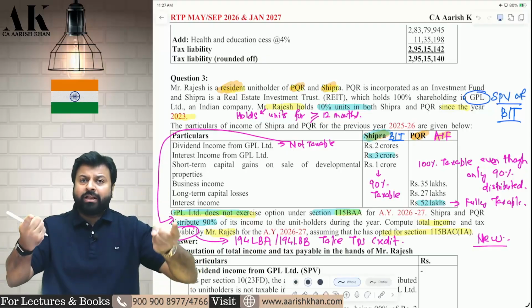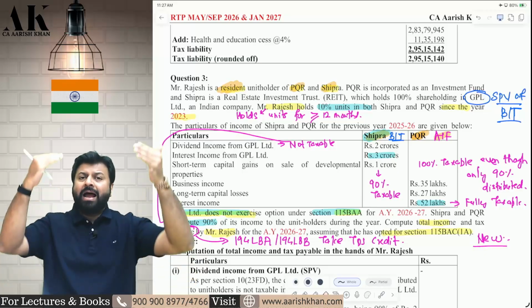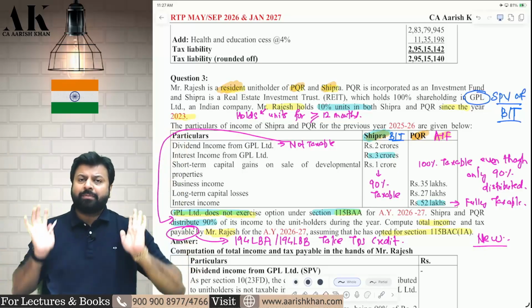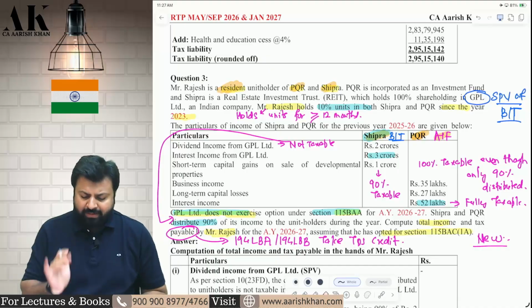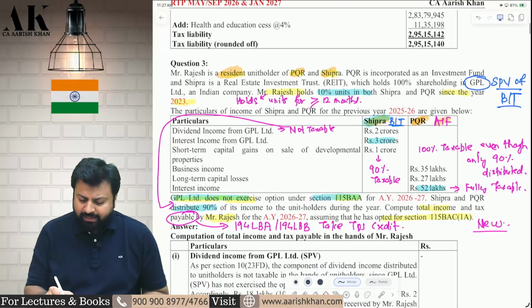Now, Mr. Rajesh is holding how much? Only 10% units. Okay. And the entity is distributing how much? 90% of their profits to the investor. Be very careful. And Mr. Rajesh is earning the following income.